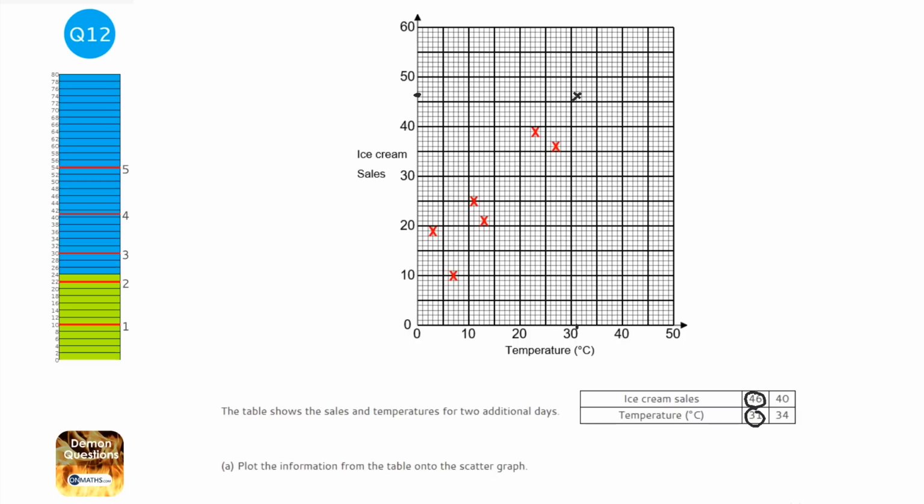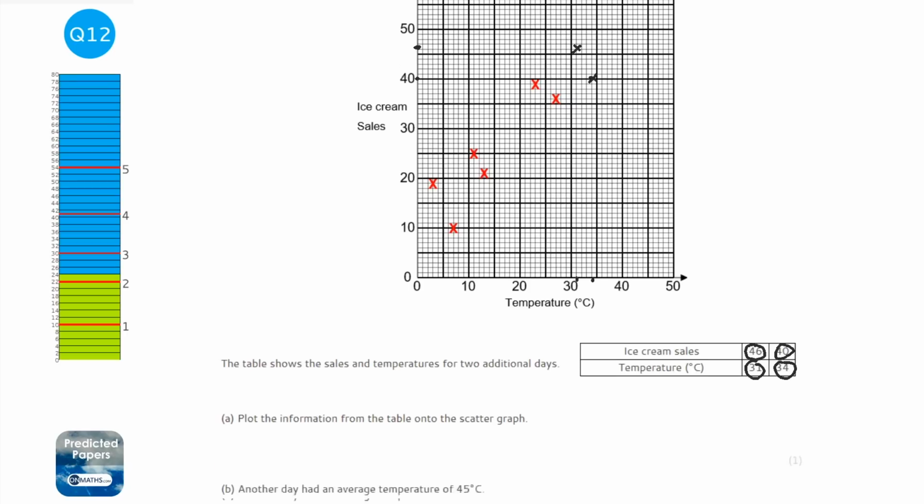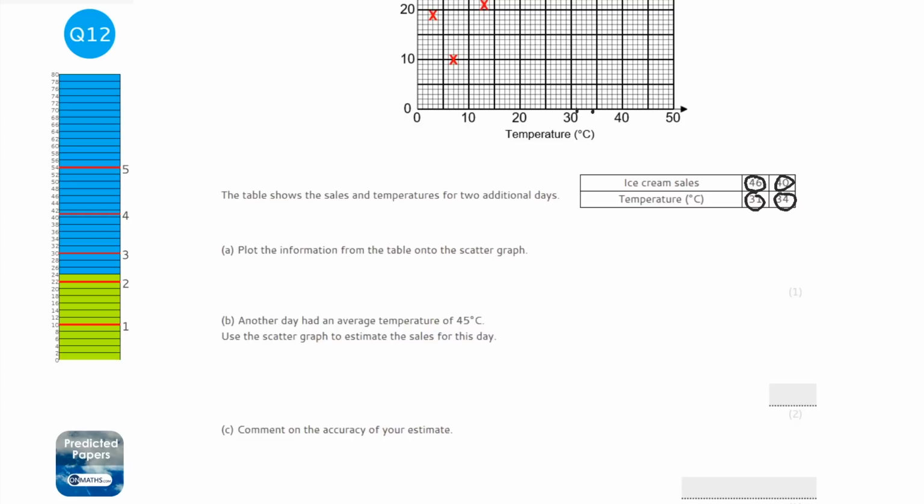Okay, next one, ice cream sales 40, which is here on the scale, and temperature 34, which is here. So just got to be careful, and it's about there. So those are the 2 plots that we want to take. Next question says, on another day had an average temperature of 45 degrees. Use the scatter graph to estimate the sales of the day.